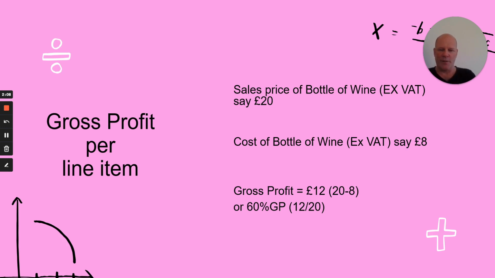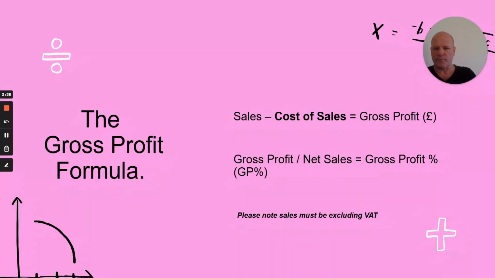These are obviously made up figures. I'm not saying that's what you would sell your wine for or buy it for. So that's gross profit per line item, which is good when you are costing a product to see how much you want to sell it for, or if the stock taker tells you that that product's not making a very good margin, then you could work out a new price for it. But it doesn't give you the gross profit for your business for a particular, say, a month.